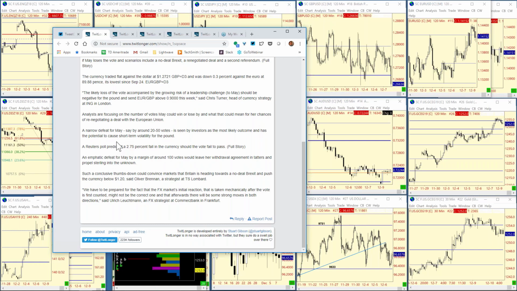Now I saw where I think it was Nitish had one where if they don't hold the vote, they're thinking maybe they may get a 200 pip rally. I don't remember which was the news source on that, but I saw his.